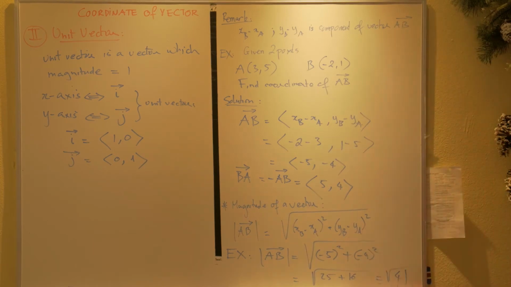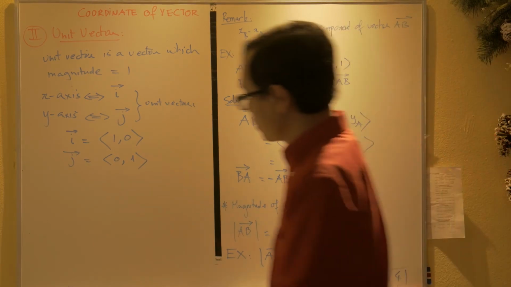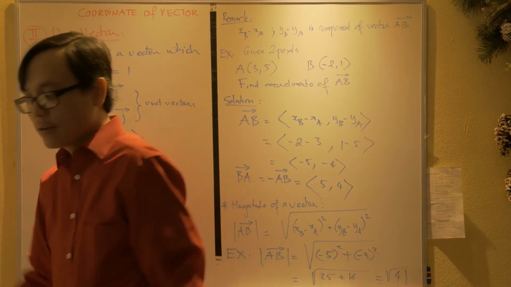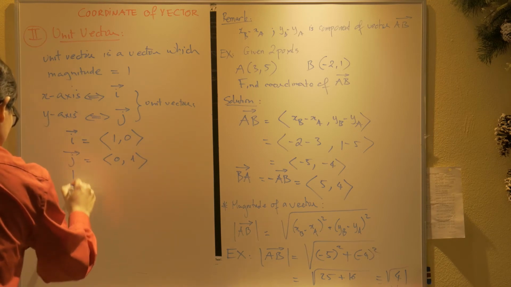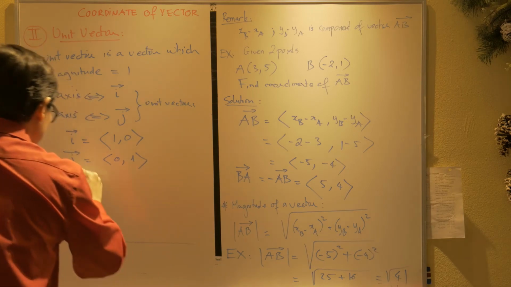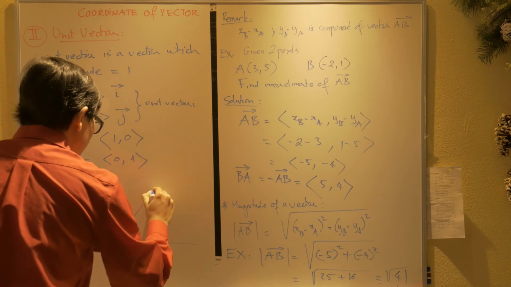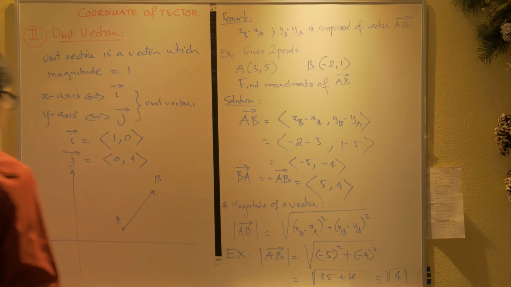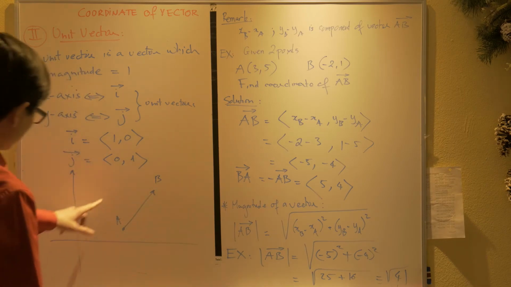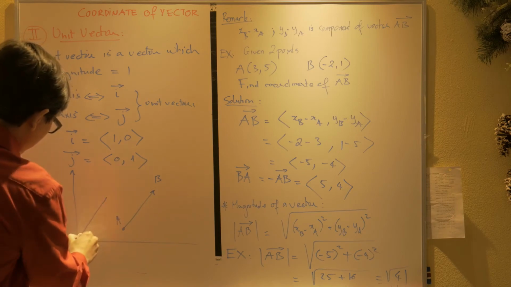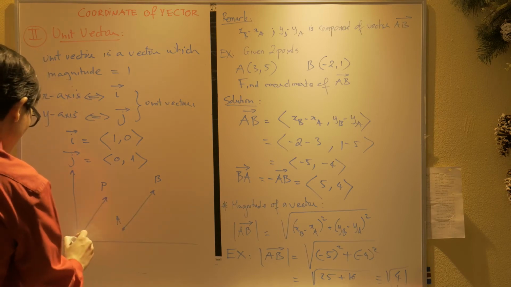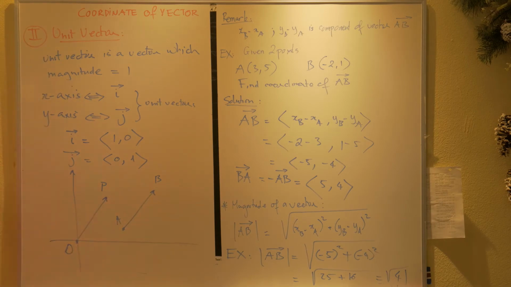Now I want you to take a look at this picture one more time. I'm going to draw an arbitrary vector. I call this vector AB. Again, I will translate it to the standard position. It's right here. B becomes P, A becomes O.